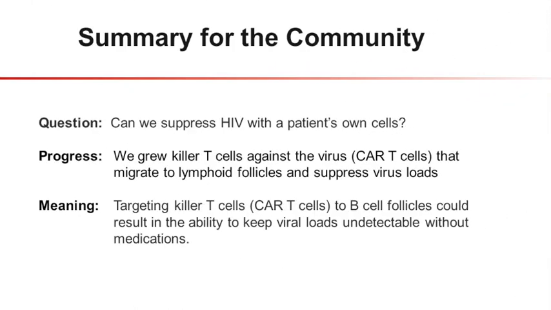And to summarize for the community, our main question is, can we suppress HIV with a patient's own cells? And the progress we've made so far is we've grown killer T cells against the virus, or CAR T cells, that migrate to lymphoid follicles and suppress viral loads. And what does this mean? Well, it means that targeting killer T cells to B cell follicles could result in the ability to keep viral loads suppressed and undetectable without any medications.